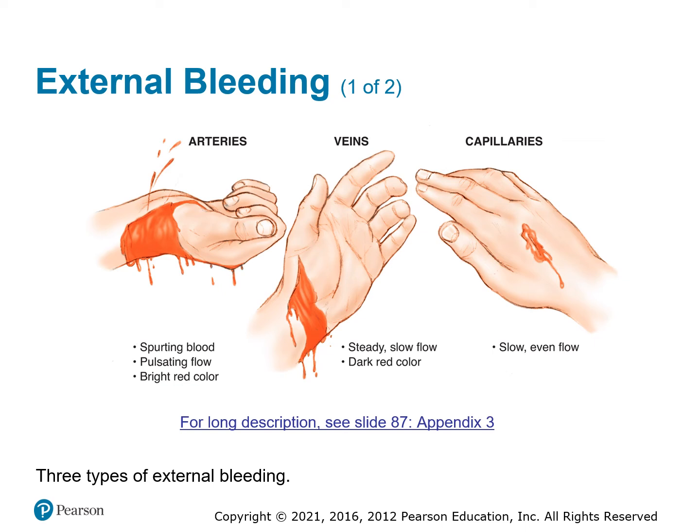The next one is going to be venous injuries, and this is going to be that darker red color, usually a little bit easier to control the bleeding with direct pressure, and it's usually a slow and steady flow. And then superficial injuries are going to be capillary blood, and it's just a slow, even flow. I would describe it more as an oozing of blood at the surface there. So those are the three different types of blood that you'll see coming from those external injuries.